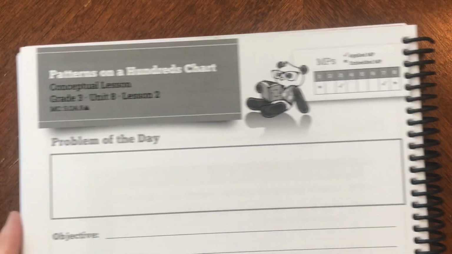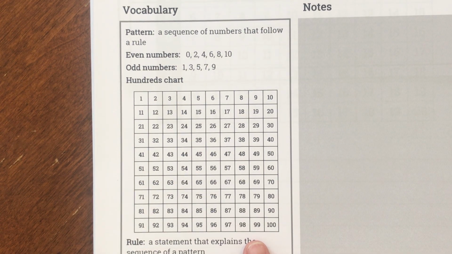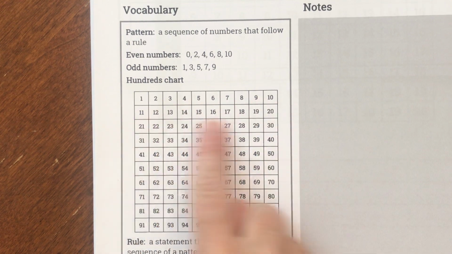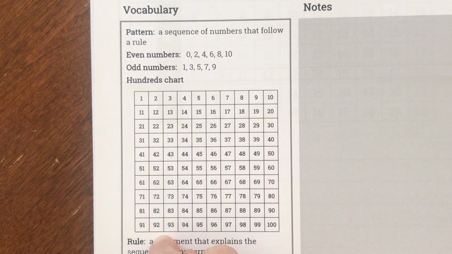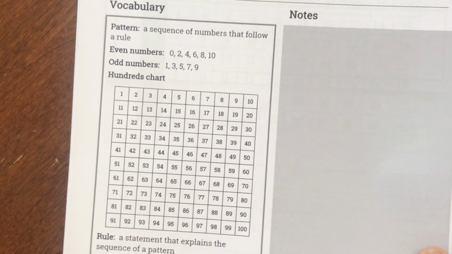And our chart's going to be a little bit different. This time we're going to use something called a hundreds chart. So when we look for patterns, we're still looking for patterns, but we're going to be using a different type of chart. So instead of an addition chart, we're going to be using a hundreds chart. So I'm going to show you a couple of these before we do some together.